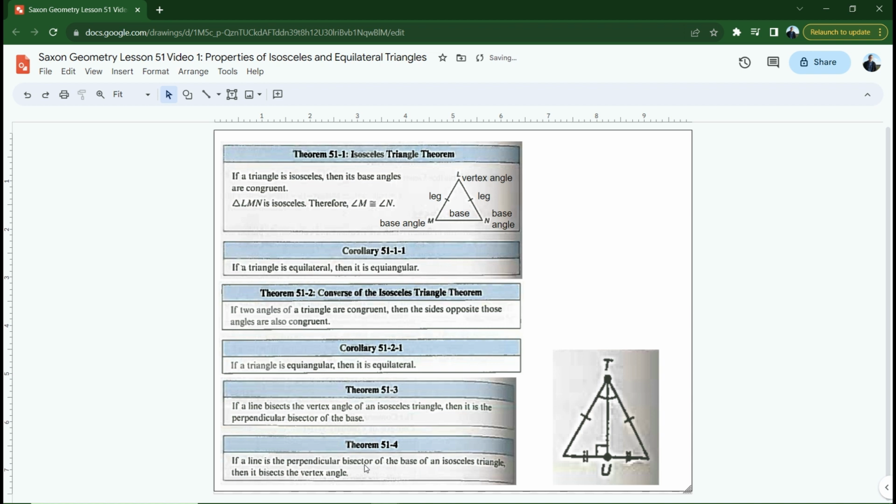Then we have Theorem 51.4. If a line is the perpendicular bisector of the base of an isosceles triangle, then it bisects the vertex angle. Do you see that these two are converse of one another? So if a line is a perpendicular bisector of the base of an isosceles triangle, it has to bisect the vertex angle. Just like if a line bisects the vertex angle of an isosceles triangle, it's going to be a perpendicular bisector of the base. Okay, those are some relationships we're going to practice with as we work the practice problems for this lesson.